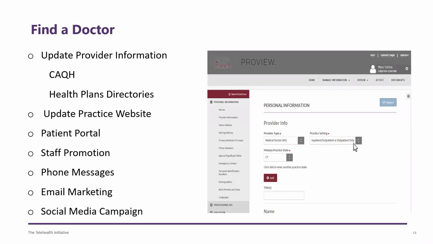Also updating your websites and your patient portal. Your frontline staff can promote that while the patient is in the office. You can do direct phone messages, email marketing, social media campaigns. We will provide more details on this topic and a variety of marketing scripts that you can use. Next slide.